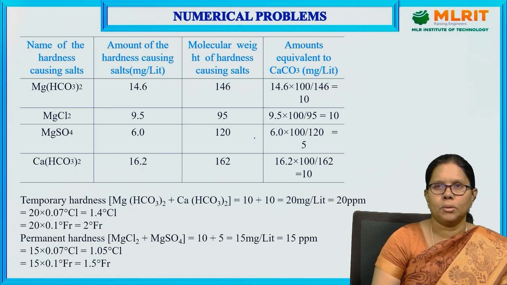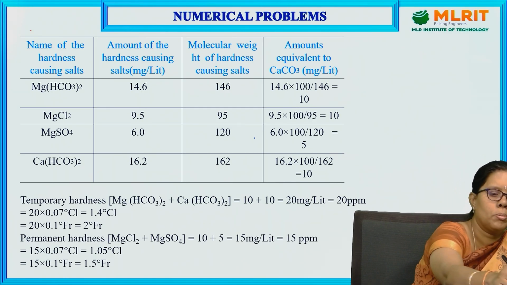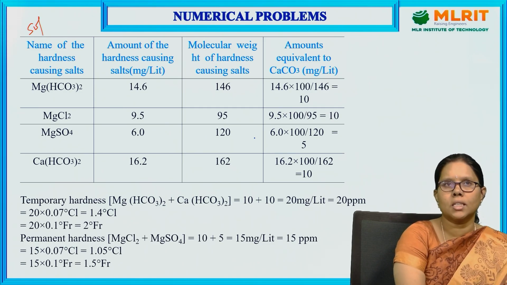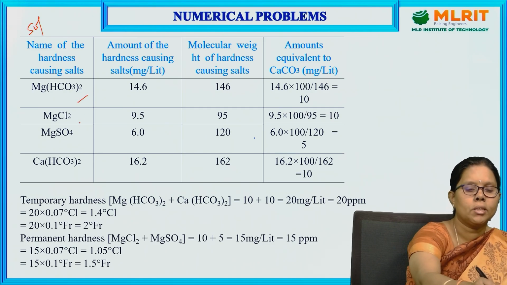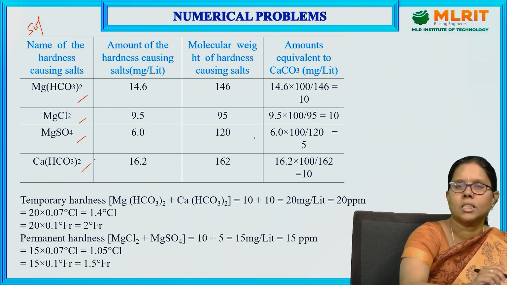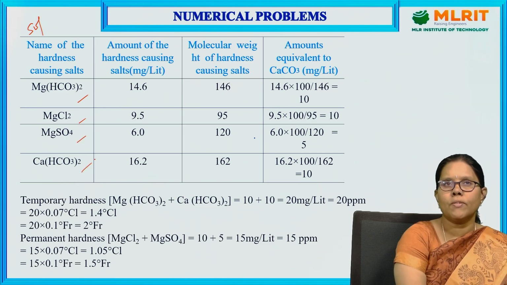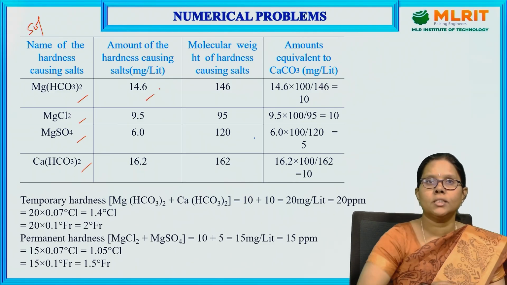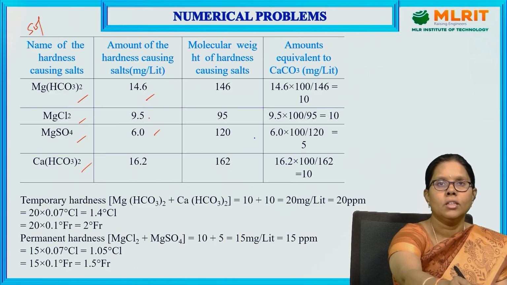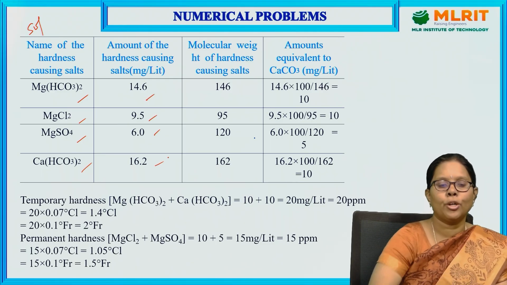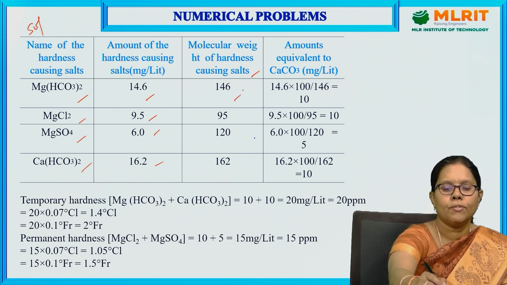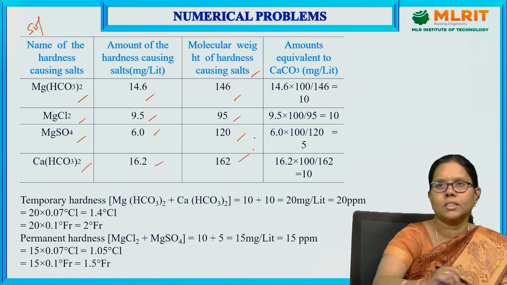See this table, the solution of the problem. So what are the salts given? Name of the hardness causing salts are magnesium bicarbonate, magnesium chloride, magnesium sulfate and calcium bicarbonate. Amount of hardness causing salts in milligrams per liter: 14.6, 9.5, 6 and 16.2 milligrams they have given. What are the molecular weights? 146, 95, 120 and 162.